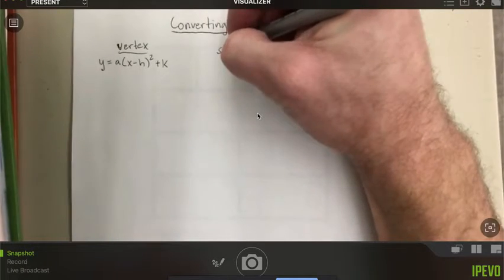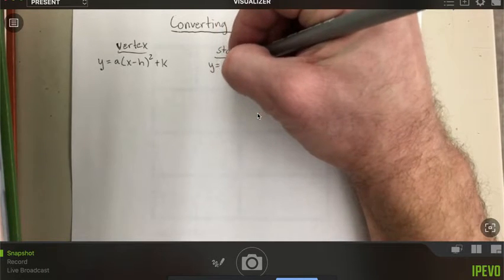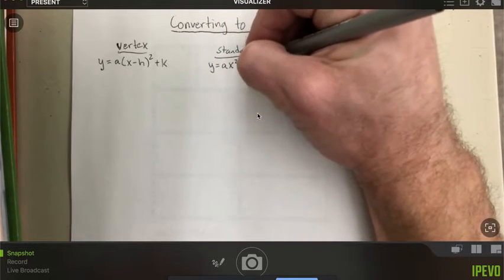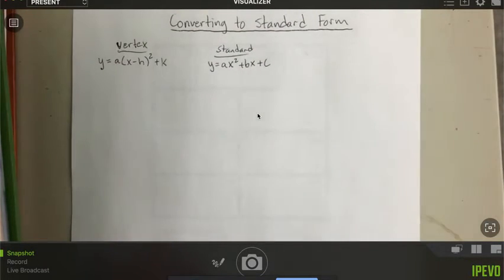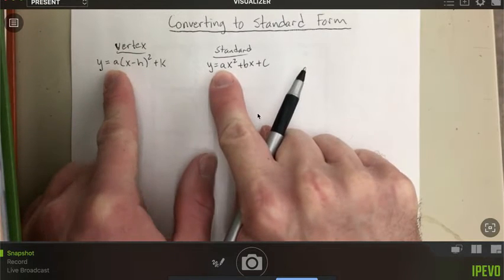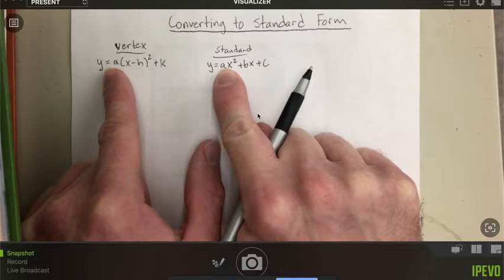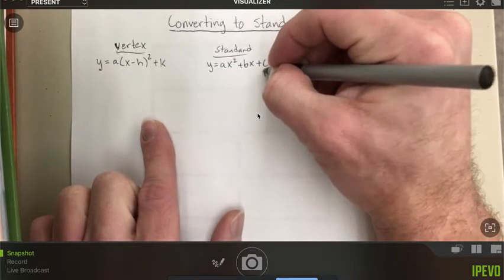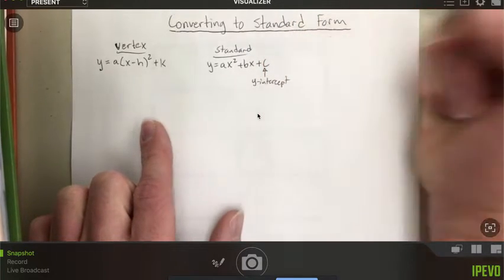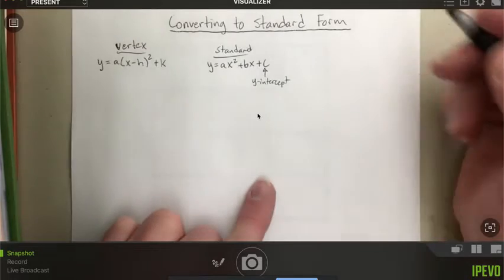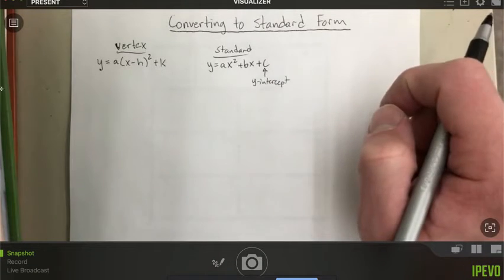I'm going to put standard in the middle here. Remember, that's y equals ax squared plus bx plus c. And here you'll notice that the a's are consistent. The a value in vertex is going to be exactly the same as the a value in standard. One thing we haven't covered yet is that the c value there ends up being the y-intercept. Not super essential for today's lesson, but keep that in mind because we'll take advantage of that fact later.